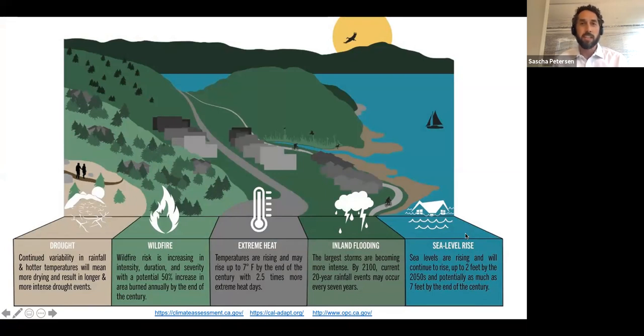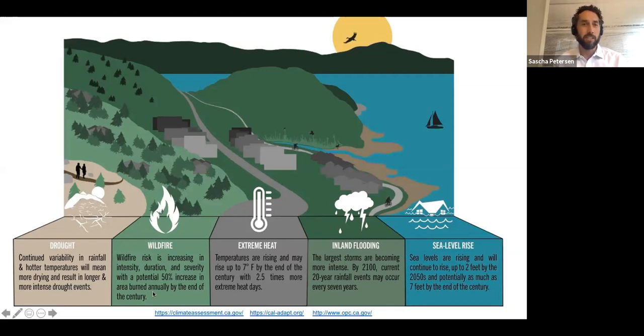Extreme precipitation events are likely to increase as a warmer atmosphere can hold more moisture, and we'll have more atmospheric rivers, so creating more inland flooding challenges. Temperatures are, of course, rising, and it's not just the increase in average annual temperature that's going to be an issue, but how it changes the extremes and having more extreme heat events that could affect particularly residents that have underlying health conditions or older adults or children more susceptible to those extreme heat events.